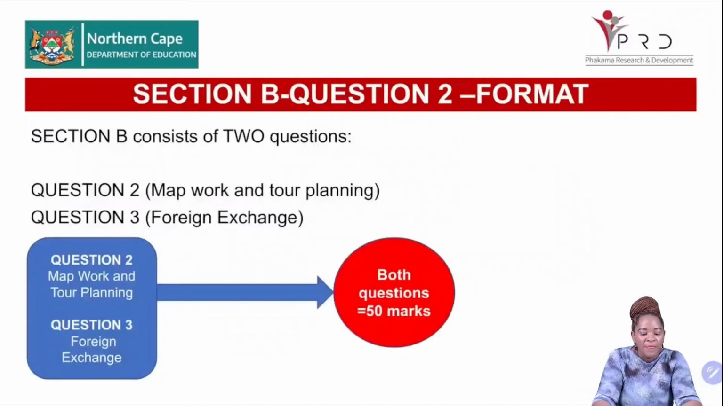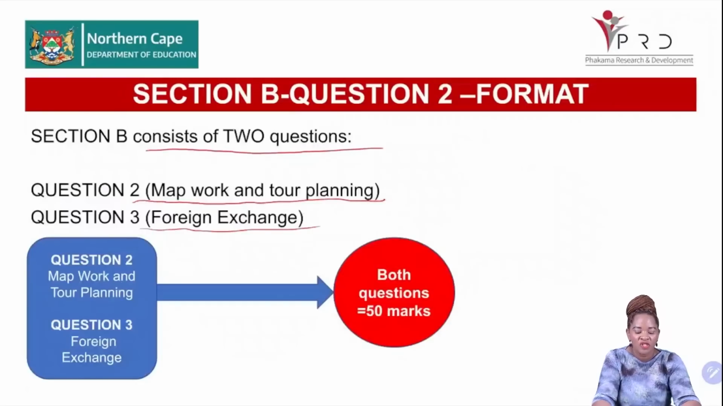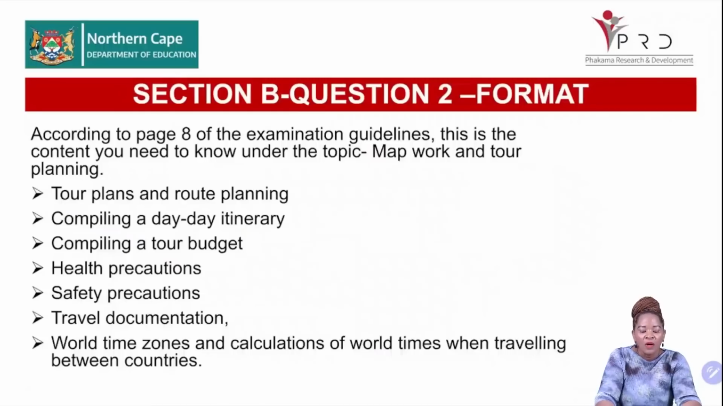And then section B consists of 2 questions I've already mentioned. It is question 2, map work and tour planning, and question 3, foreign exchange. And both questions, the total is 50 marks. Now, we are still on question 2.